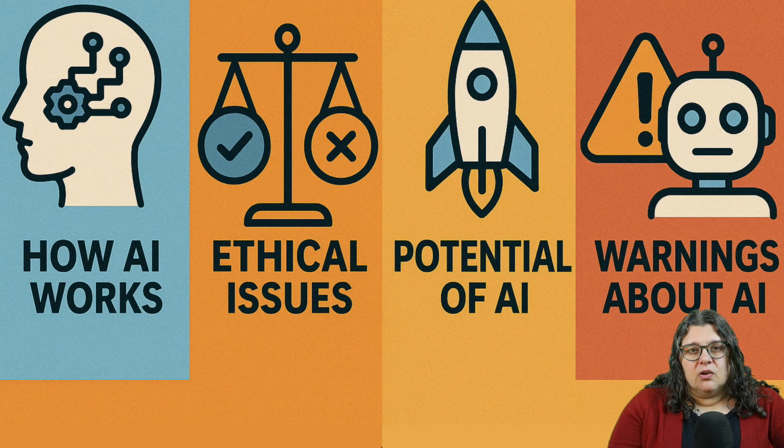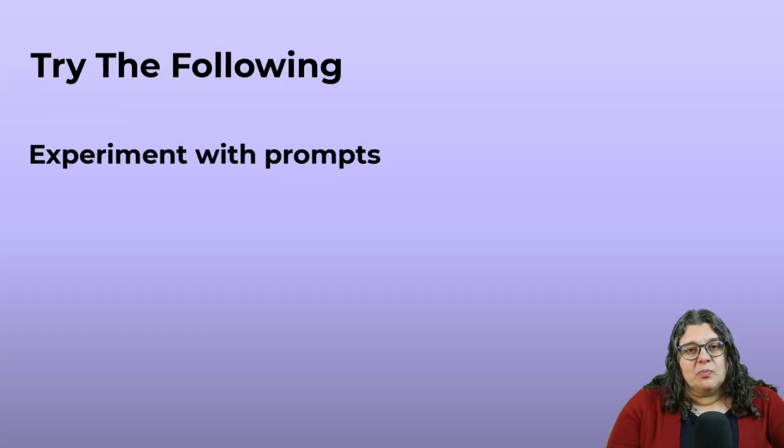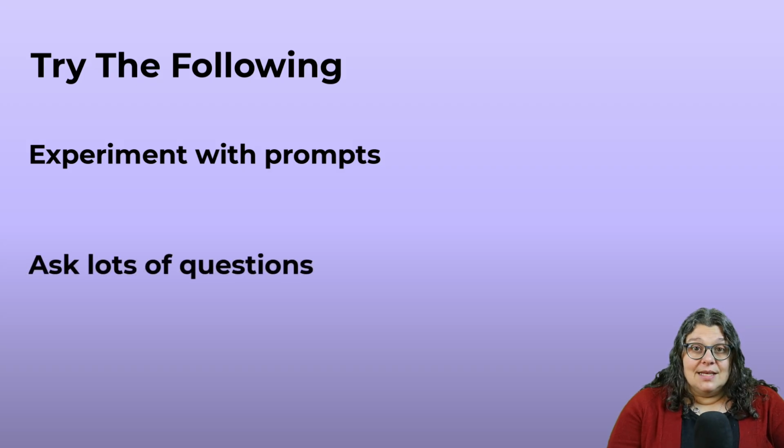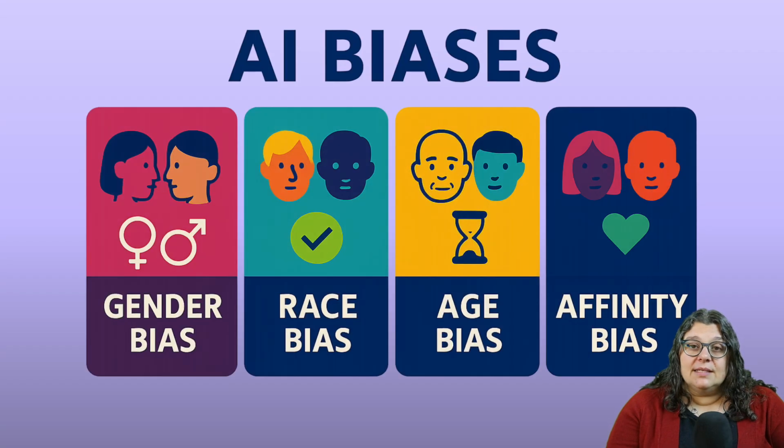Now that you've got a clearer picture of artificial intelligence, and large language models in particular, we invite you to explore them for yourself. Here are a few ways to get started. Experiment with prompts. Notice how the extra context shapes the output. Ask lots of questions. See how the AI responds to everyday classroom tasks. Check for bias and balance.